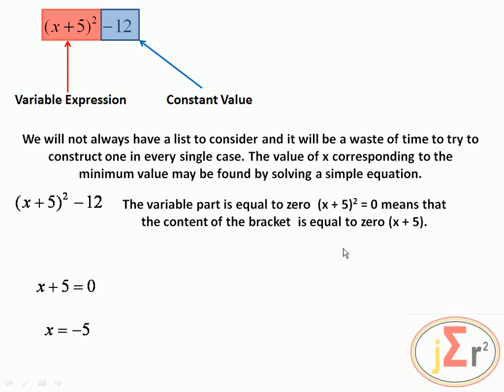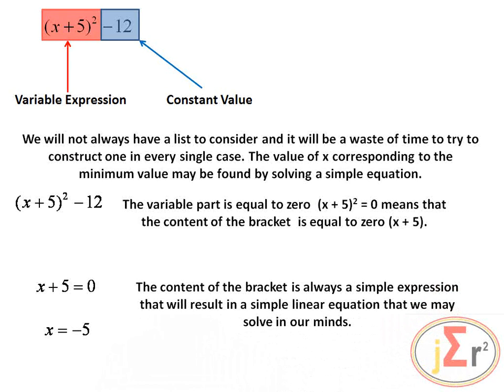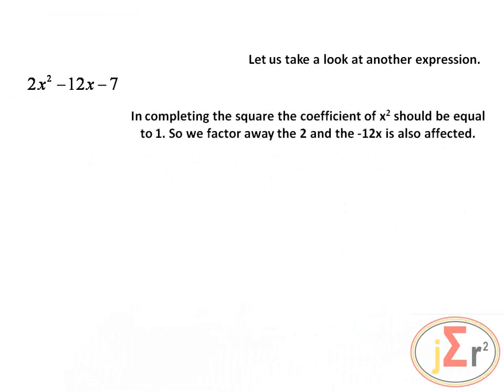So if x plus 5 is equal to 0, by solving this simple equation, we get x is equal to negative 5. The content of the bracket is always a simple expression that will result in a simple linear equation that we may solve in our minds. So let us take a look at another expression.